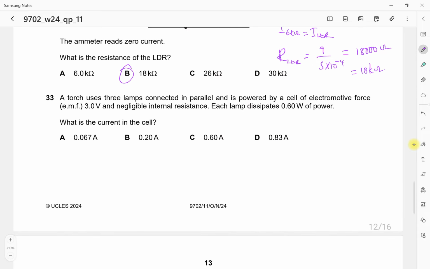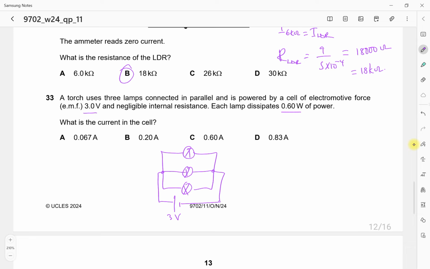A torch uses 3 lamps connected in parallel and is powered by a cell of EMF 3 volts and a negligible internal resistance. Each lamp dissipates 0.60 watts of power. What is the current in the cell? If you want to sketch this, you have 3 lamps, number 1, number 2, number 3, and they're in parallel. And they are connected across a power supply of 3 volts. So it means the PD across each lamp is 3 volts.